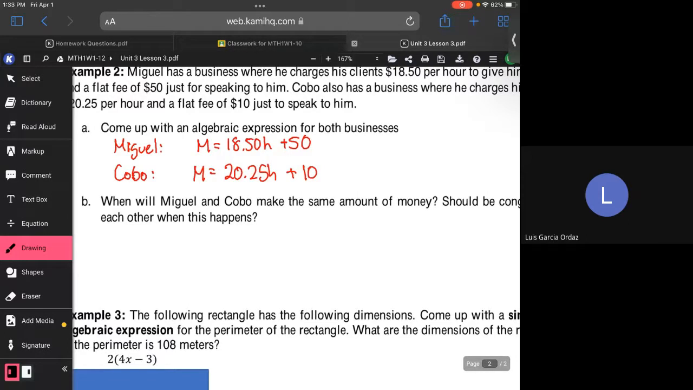When will Miguel and Kobo make the same amount of money? So what do I have to do with both of my equations? Think back to two-step equations. When they make the same amount of money, I have to make them equal to each other. So I get 20.25 H plus 10 is equal to Miguel's expression, which is 18.5 H plus 50.